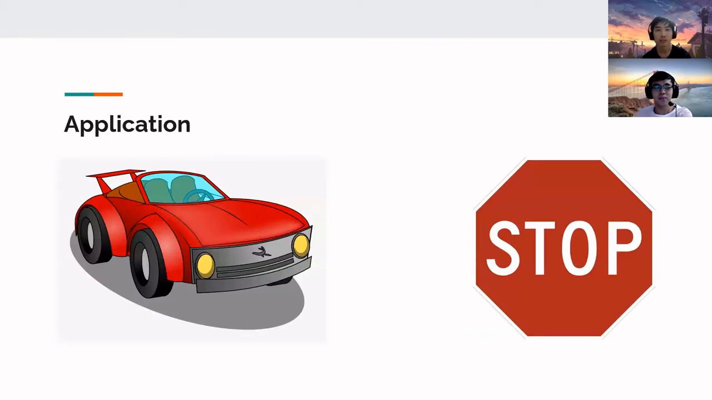One application of such an attack is in self-driving cars. If a self-driving car somehow classifies this stop sign as a go sign with our attack, this will cause quite a serious accident.